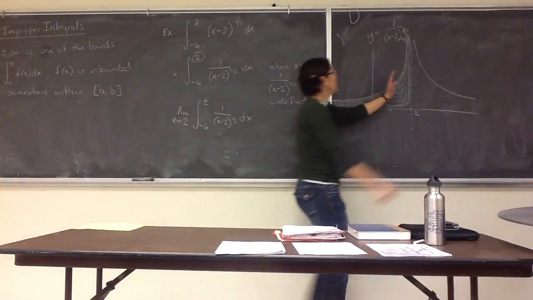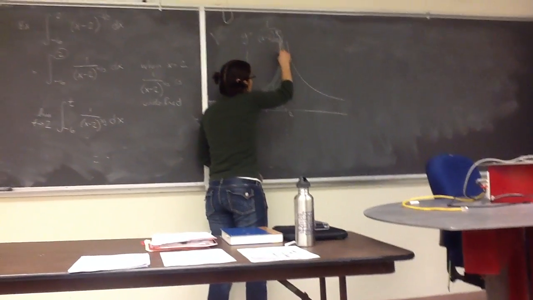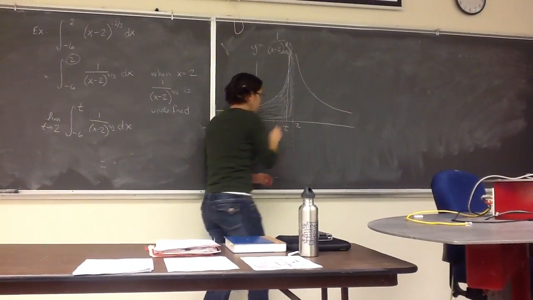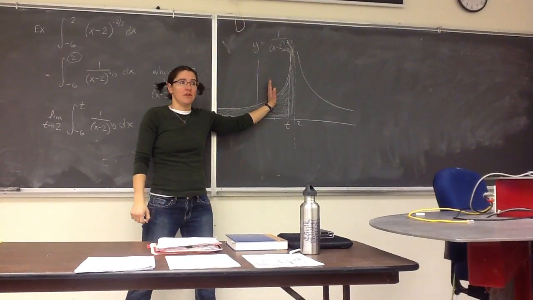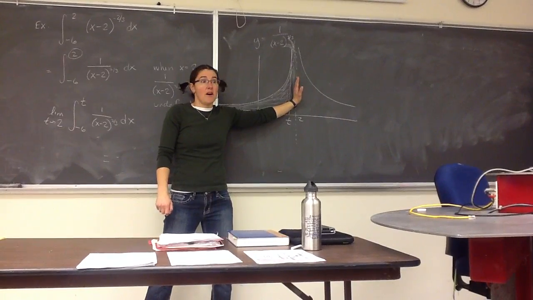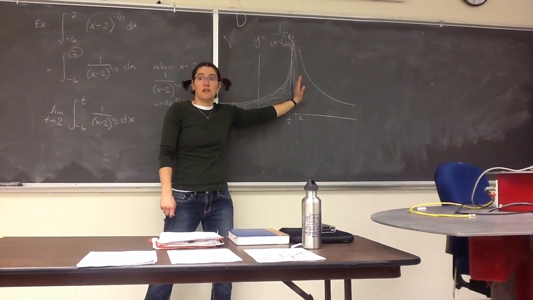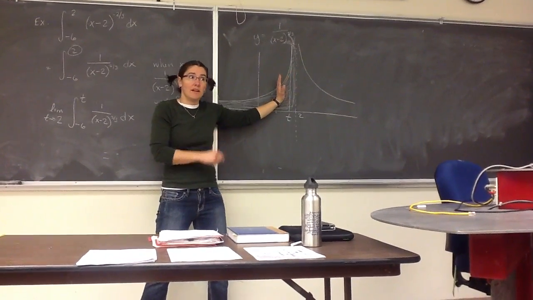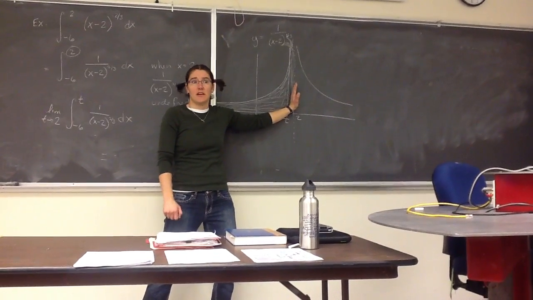So what we're doing is we're going to cut off this integral somewhere close to 2, but not quite at 2. And then we're going to move that right-hand wall until we hit almost the value of t equals 2. Now, we won't actually hit t equals 2. We're going to get as close as possible, but we're not actually going to hit it.